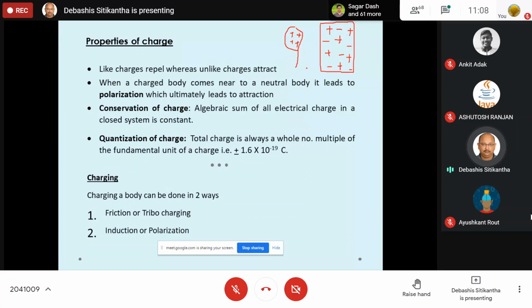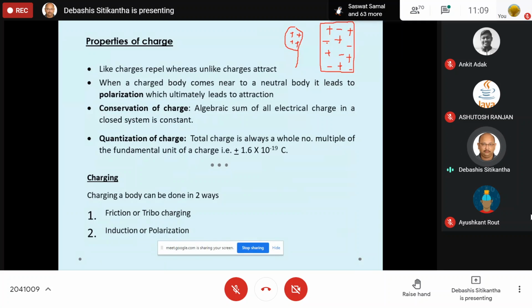So what is this polarization? Let us talk about it. As you can see, this is positively charged and this is absolutely a neutral body. But over here, yesterday we discussed that electrons are much lighter than the positive charge, and moreover, they are present in the outermost orbit.